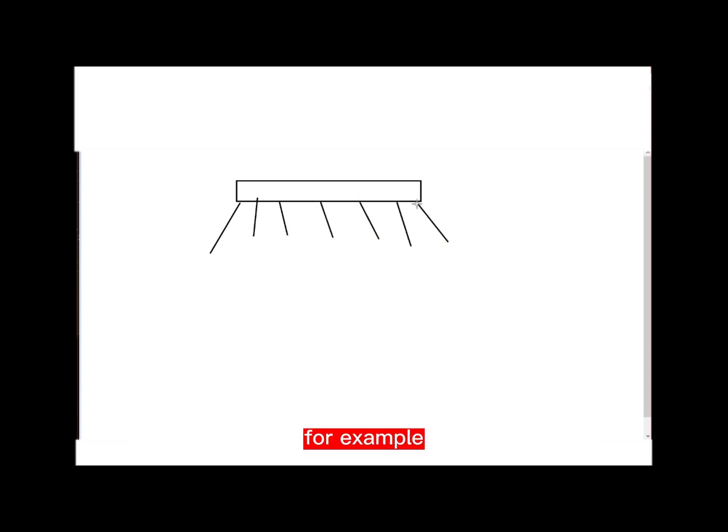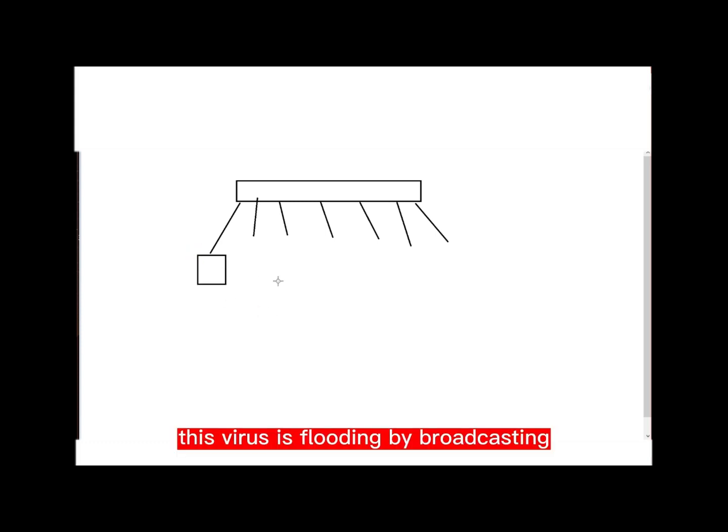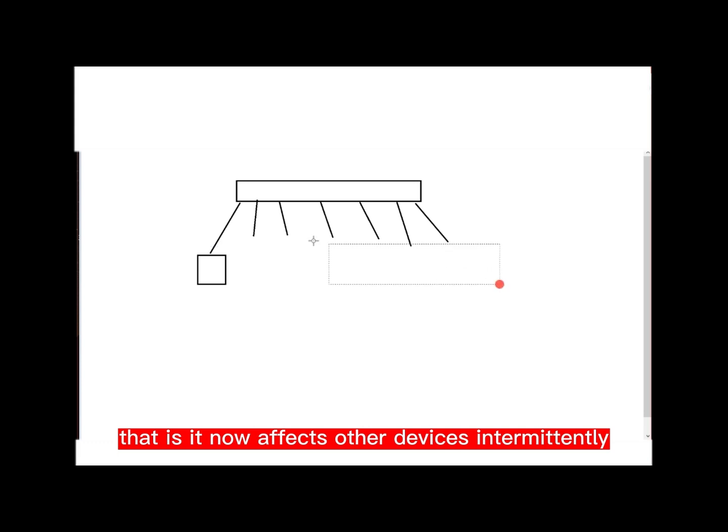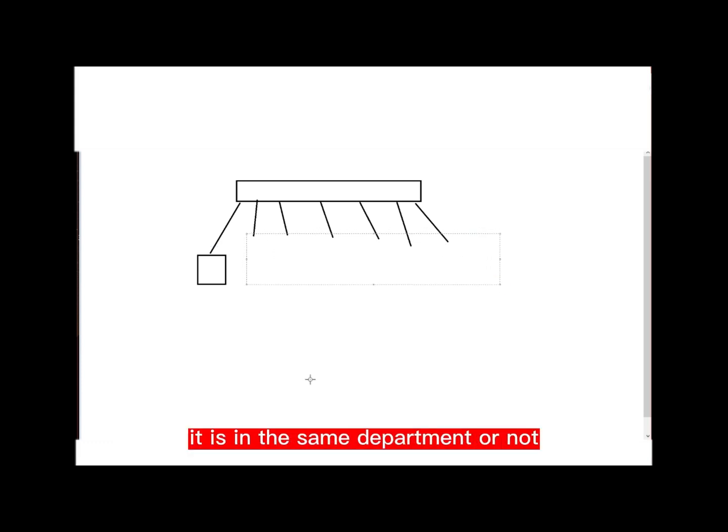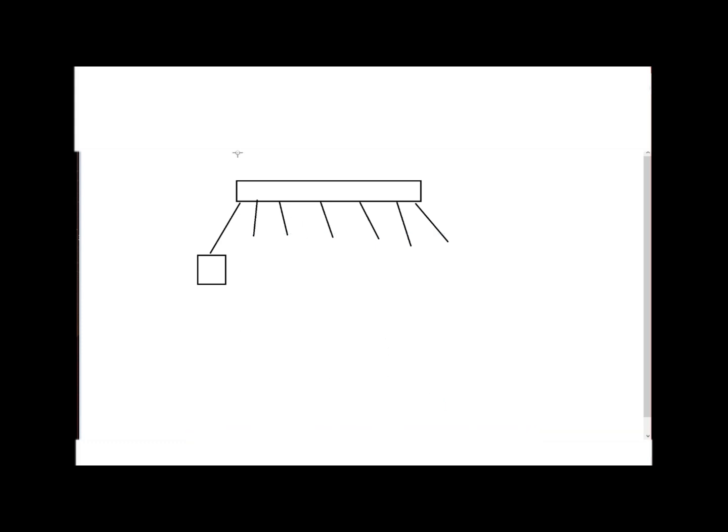For example, now a device is infected with a virus. This virus floods by broadcasting, and then it will infect all other devices. That is, it now affects other devices one after another, regardless of whether they are in the same department or not. Everyone is connected on one switch, which causes all devices to be infected. For the company's internal network, everyone will be affected.